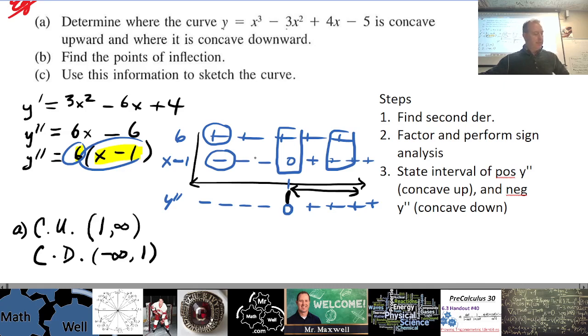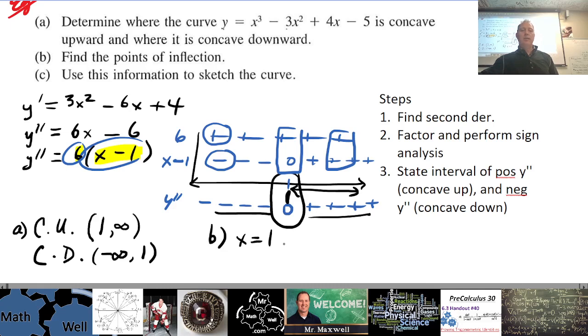Concave up, concave down. B, now finding the points of inflection, that's where the concavity changes from either positive to negative or negative to positive. So we can see that we have a change from negative to positive at this point, x equals 1. So for B, x equals 1, we do have to write this as a point, so we have to find out what y equals, but x equals 1 is where this point of inflection is going to be.